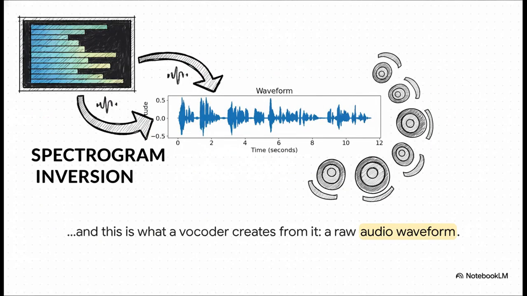And this is the final, absolutely critical piece of the puzzle. This is what a vocoder spits out. Its whole job is to take that visual blueprint we just saw, that MEL spectrogram, and turn it back into an actual raw audio waveform. You know, the stuff our ears can actually process. And the quality of that translation, well, that's the whole game.